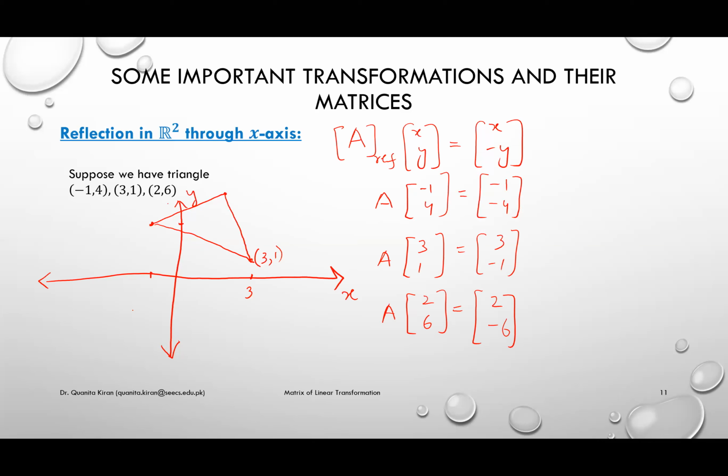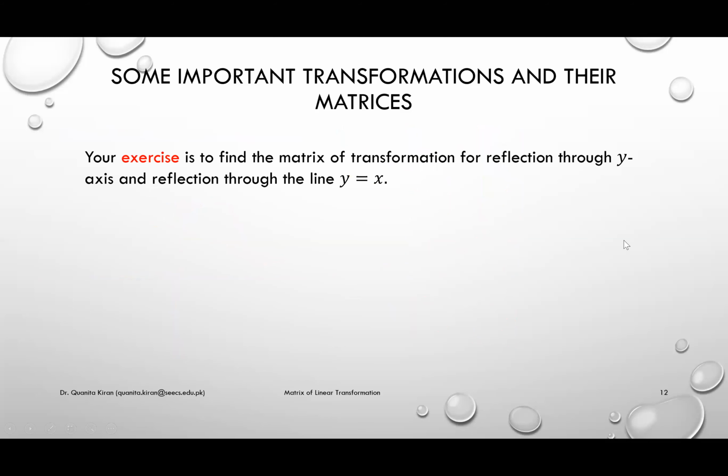So when we draw these vectors, (-1, -4) is somewhere here, (3, -1) is here, and (2, -6) is here. So we can see that this is the reflection of this triangle through the x-axis. Now as an exercise, you may try the matrix of transformation for reflection through the y-axis and reflection through the line y equals x.